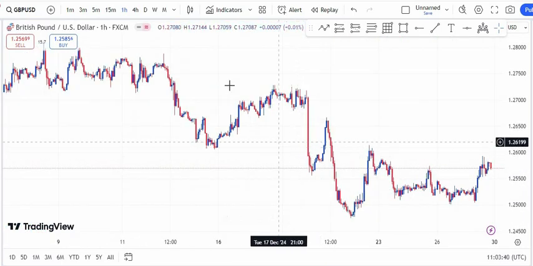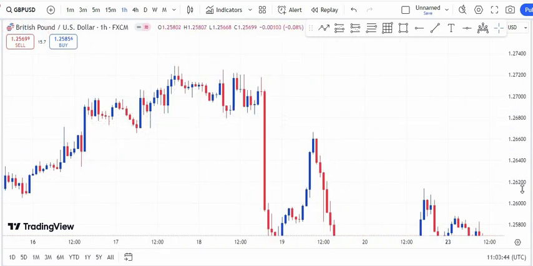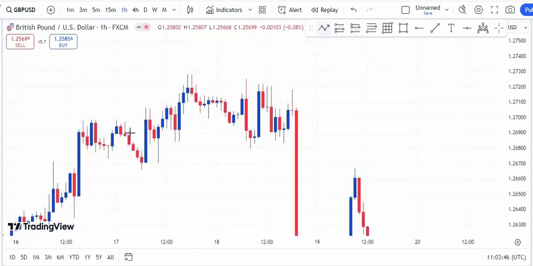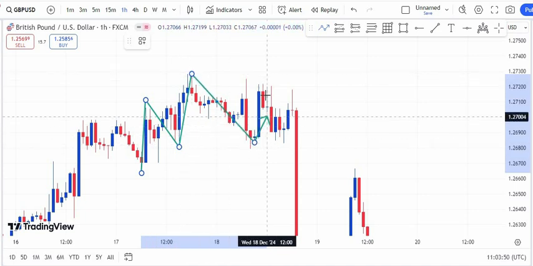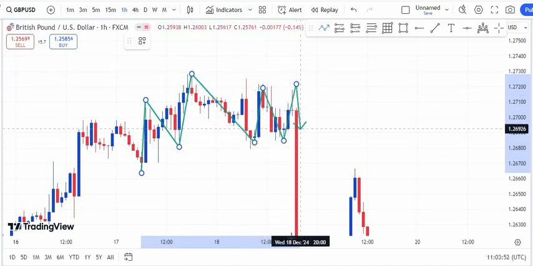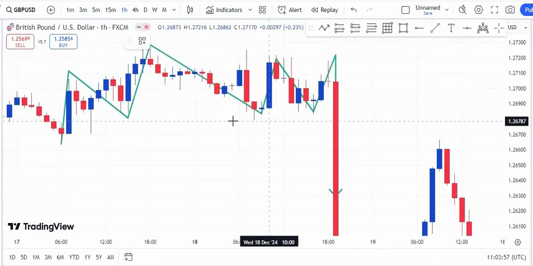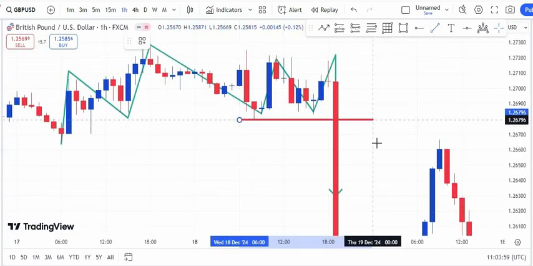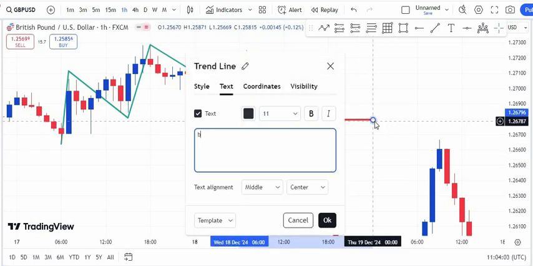Okay, let's use a scenario. Let's start to draw the structure of this right there. Now we draw the structure, the market creating a higher high and a lower low and so on. Then something like this happens. Where is the break of structure? This is where the break of structure lies. BOS.